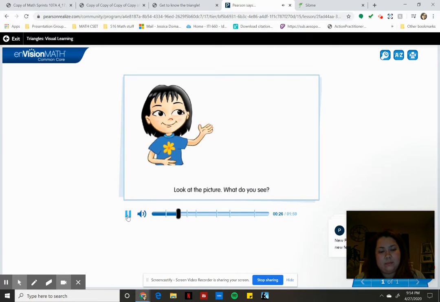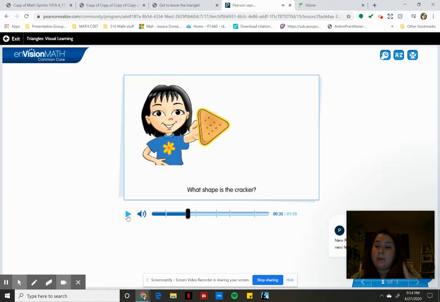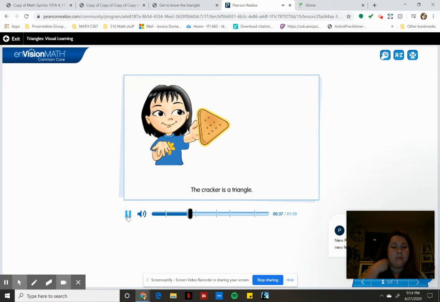Look at the picture. What do you see? Lynn is holding a cracker. What shape is the cracker? So scholars, if we want to find out what shape it is, count how many sides and how many corners. The cracker is a triangle.